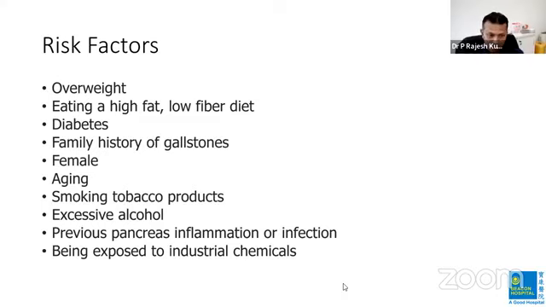Smoking tobacco products and taking excessive alcohol can lead to pancreatic cancer. Previous pancreatic inflammation, or what we call pancreatitis, can lead to cancer. And finally, being exposed to industrial chemicals like hydrocarbons, benzenes, and certain dyes in certain industries can lead to pancreatic cancers. So these are some of the risk factors that can lead to cancers of the pancreas and the bile duct.